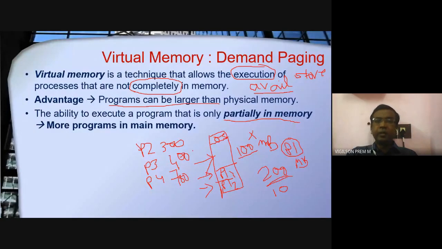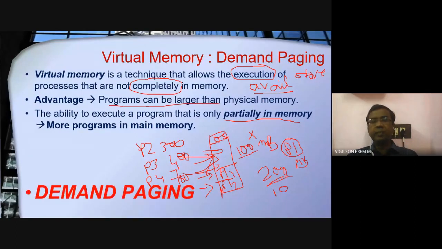Okay. So P2, two partitions I will give. P3, two partitions I will give. P4, two partitions I will give. So from each and every program, the first two or three partitions may be stored in main memory so that we can start our execution, which is not possible in all our previous three techniques. I hope you understand.